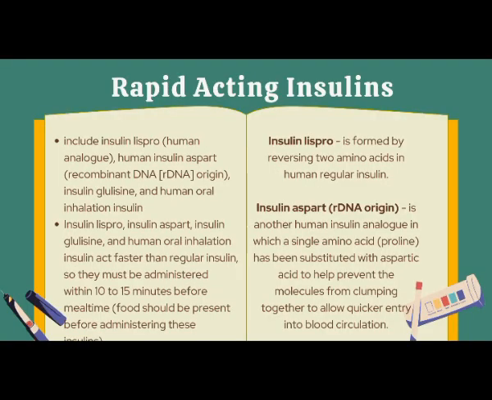Rapid-acting insulins include insulin lispro, insulin aspart, insulin glulisine, and human oral inhalation insulin. Insulin lispro is formed by reversing two amino acids in human regular insulin. Insulin aspart, or the rDNA origin, is another human insulin analog in which a single amino acid, proline, has been substituted with aspartic acid to help prevent the molecules from clumping together to allow quicker entry into blood circulation.